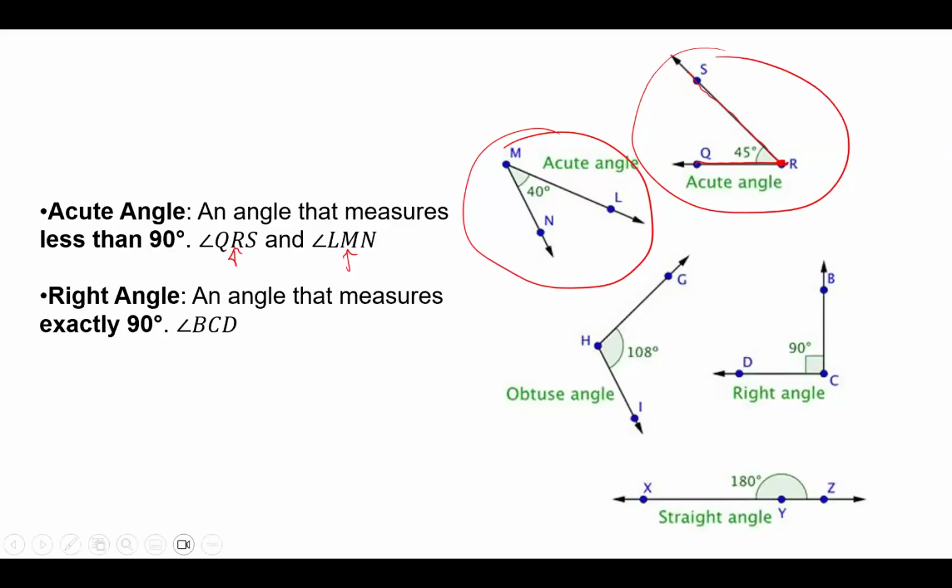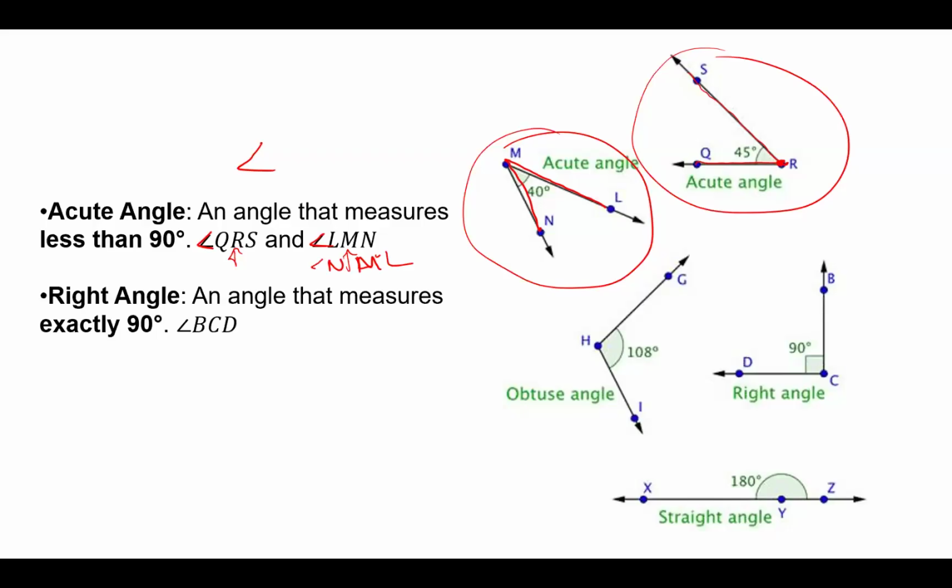I could also have the initial and ending point. I can switch it. I could also write it as N, M, L. So starting here, going here, and going there. But the vertex is the one that is important. The vertex has to be there. And this little symbol, this little line that is here, that's the symbol for angle. So whenever you see that symbol, it refers to an angle.